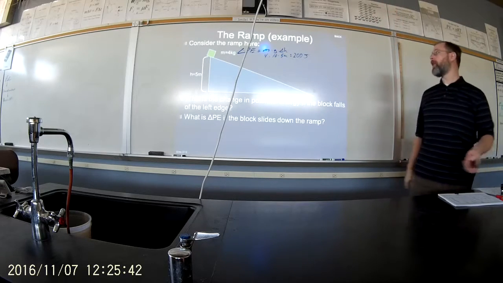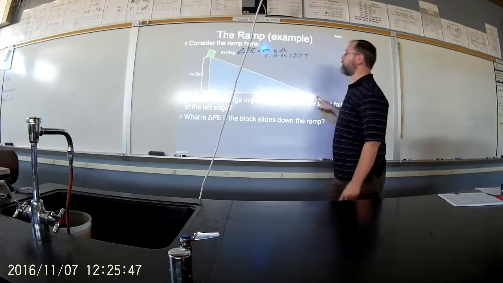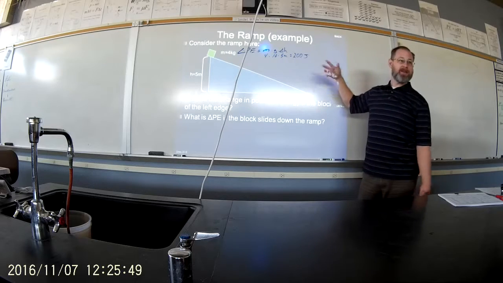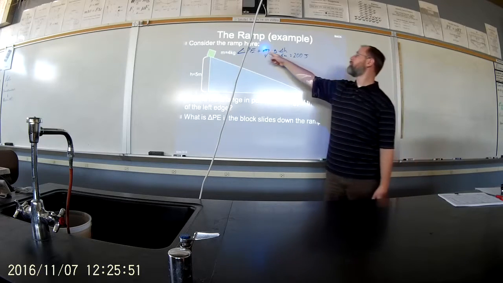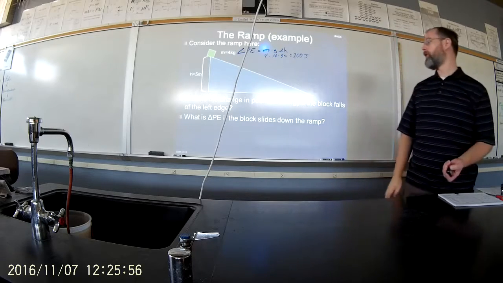Okay, good. Most of you realize that it doesn't matter if it falls 5 meters or slides 5 meters, the overall change in height is going to be the same. It's going to have the same mass, the same gravity, and the change in height will be the same. It's still going to be 200 joules.